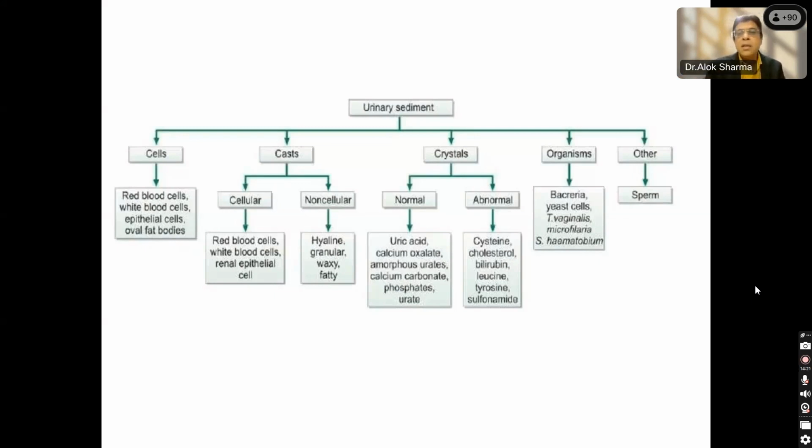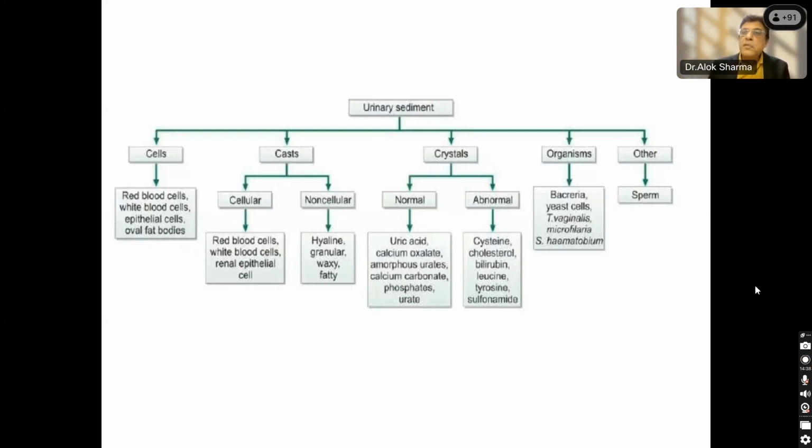The acellular casts are the ones like the hyaline casts, the waxy casts, the fatty casts. They don't have any cellular elements, but they have different components escaping from various parts of the renal apparatus, and they have their own importance. We'll come to that as we go ahead.